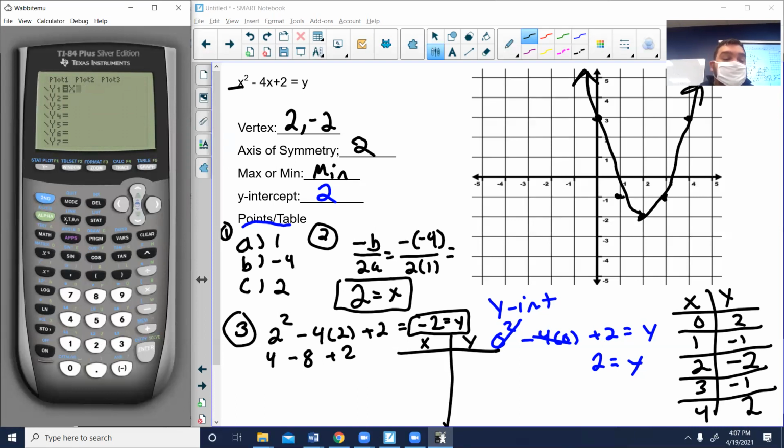X, remember, it's next to the alpha. Square, it's the top left of 7. Minus 4, don't forget the X again, plus 2. It should look exactly the same as your equation. Some of you have nicer calculators that make it look nicer, but it should look exactly the same.